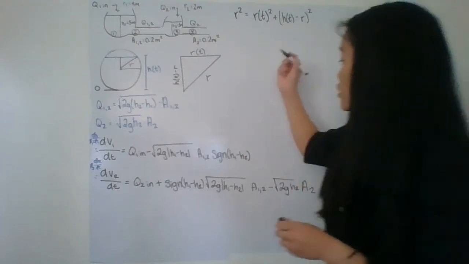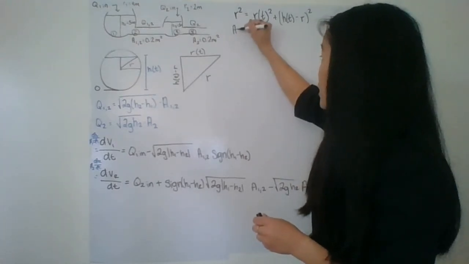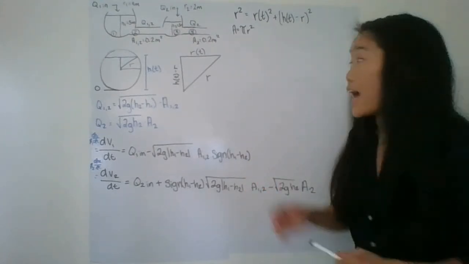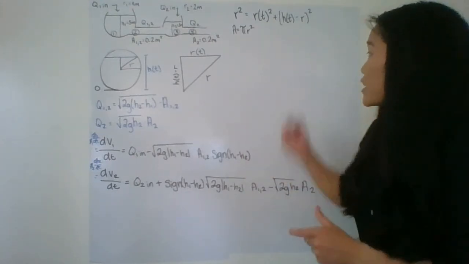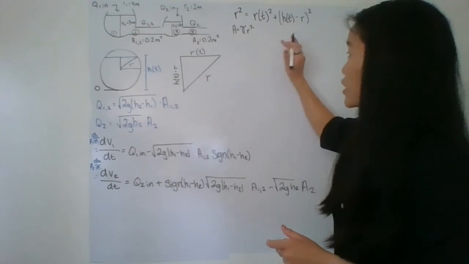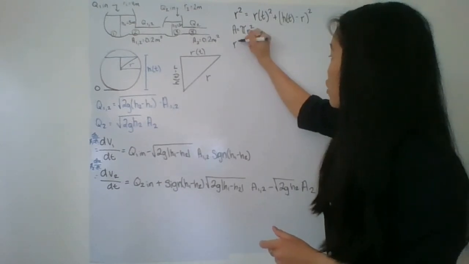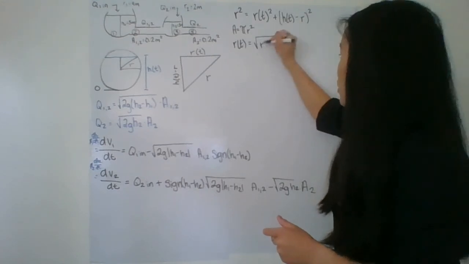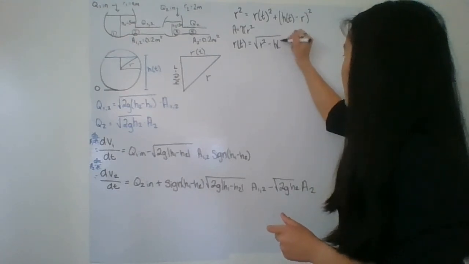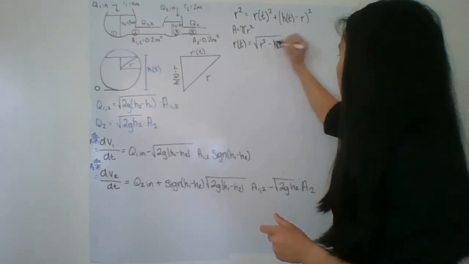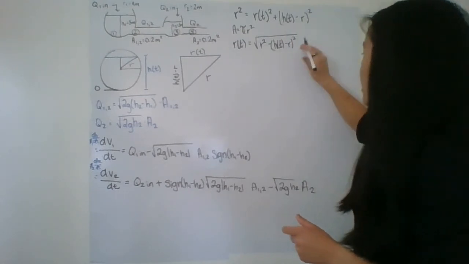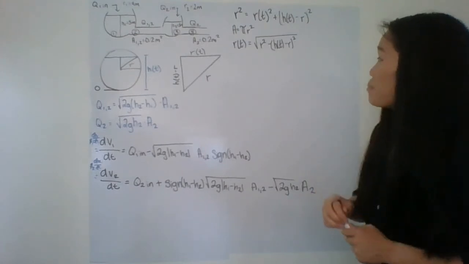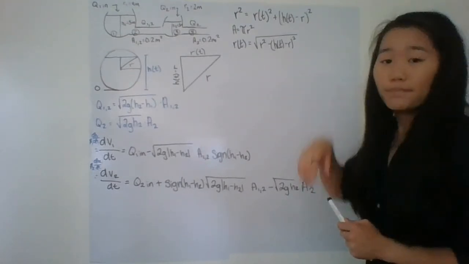Our Pythagorean theorem equation will be R squared equals r(t) squared plus (h(t) minus R) squared. Our area of a circle equation is A equals pi r squared, and we want to know the radius at any time. So we end up getting this equation after rearranging. We have r(t) equals the square root of R squared minus (h(t) minus R) squared, and this is the radius squared minus the height of the fluid at any time t minus the normal radius, squared.